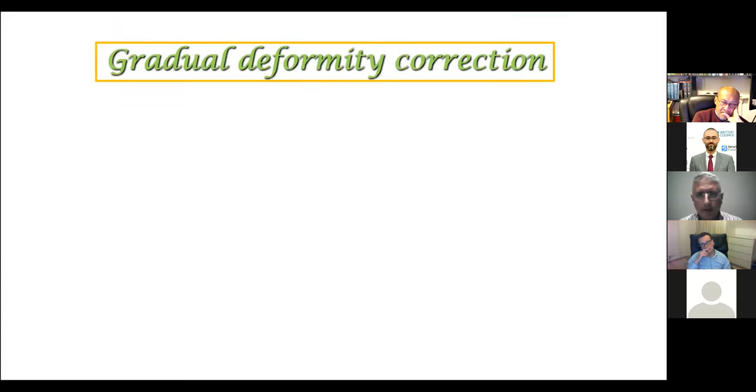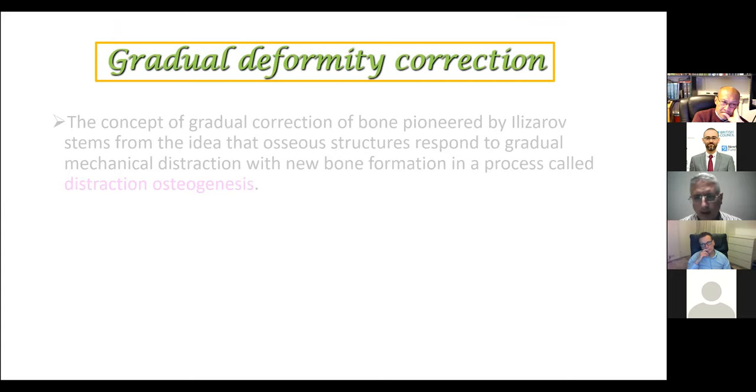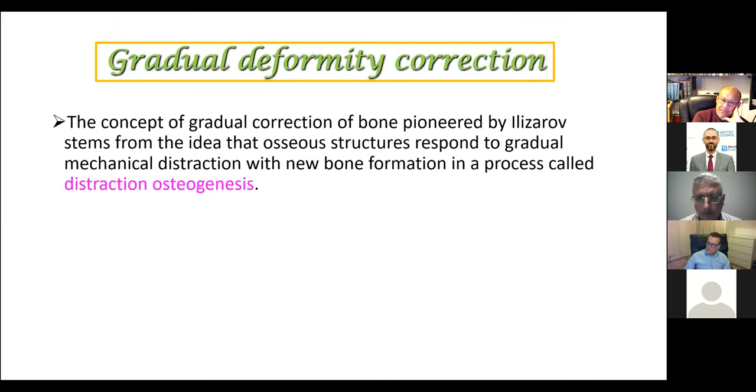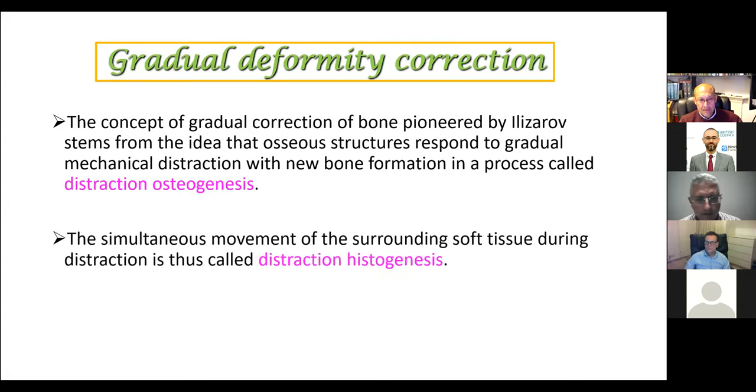The gradual correction of the deformity basically depends on distraction osteogenesis, the principle that was pioneered by Elizarov. That means the osseous structures respond to gradual mechanical distraction with new bone formation. And reflecting this to all soft tissues, this is called distraction histiogenesis.